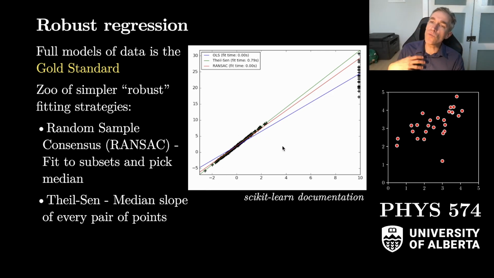So these two robust regressors provide a quick and dirty way of fitting a line to data without having to worry about cleaning up your data set too much, and also not having to build a full data model. So again, the gold standard is to go back and do mixture models, but this is an acceptable route forward here.